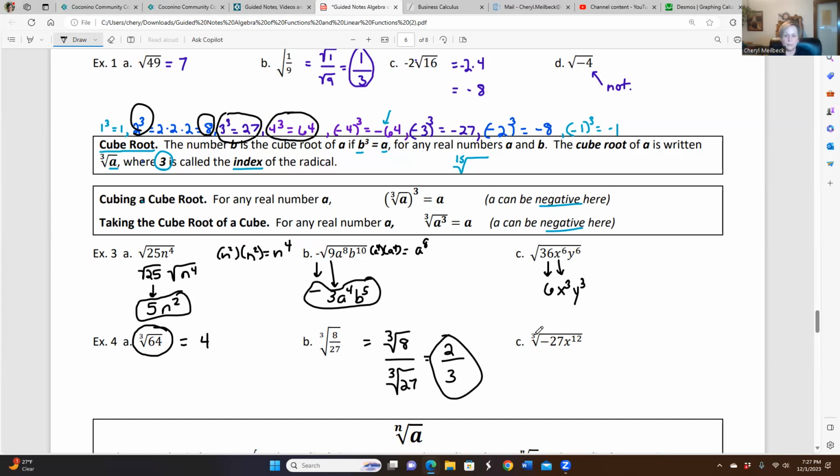Well, negative 27, that's totally fine. You can have a negative 27 as the product of 3 numbers if they're negative. So the cube root of negative 27 is negative 3. And here, x to the 12th, you would divide that 12 by the 3 and get x to the 4th, because x to the 4th cubed would give me x to the 12th. So our solution here is negative 3 x to the 4th.